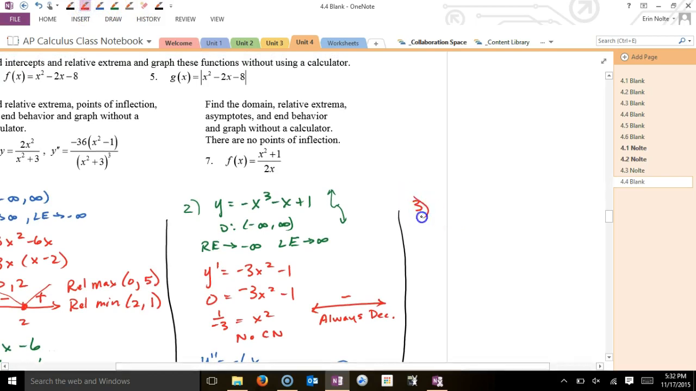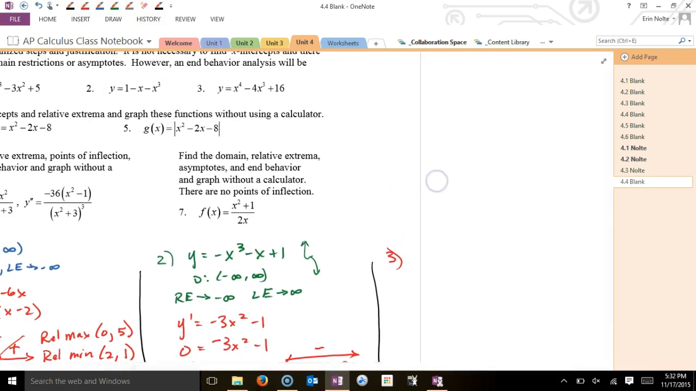3. All right, so this time we have x to the 4th power, so no domain restriction again. The end behaviors are going to both be up since it's positive, so I can say right end and left end both go to positive infinity.